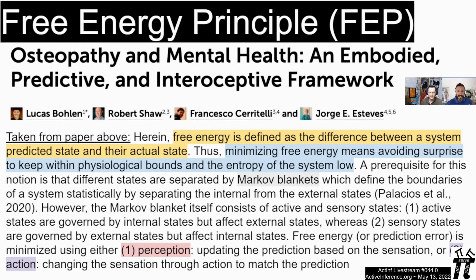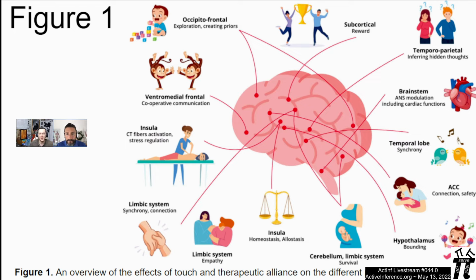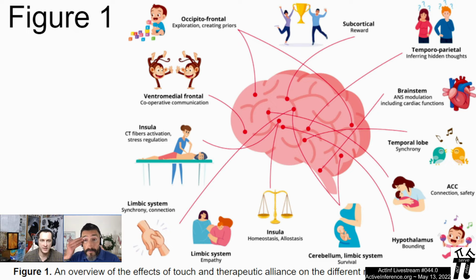Awesome questions. We'll go into it. So that covers many of the keywords and background concepts. Let's jump to figure one. And so the paper has just very clear and delightful figures. And this is figure one. The caption is an overview of the effects of touch and therapeutic alliance on the different networks of the brain.